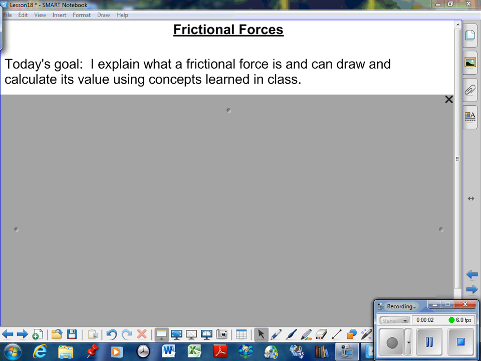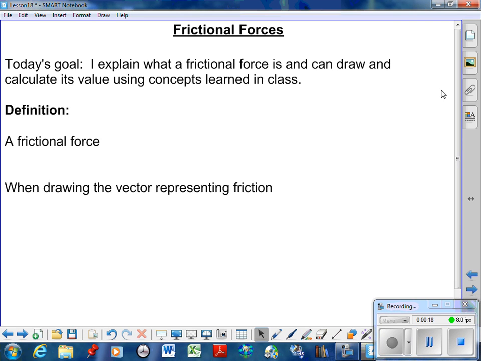Our lesson today is on frictional forces. So what's the goal? First of all, I can explain what a frictional force is, and then I can draw and calculate its value using concepts learned in class. So basically, we're going to now be able to understand, calculate, and explain frictional forces.